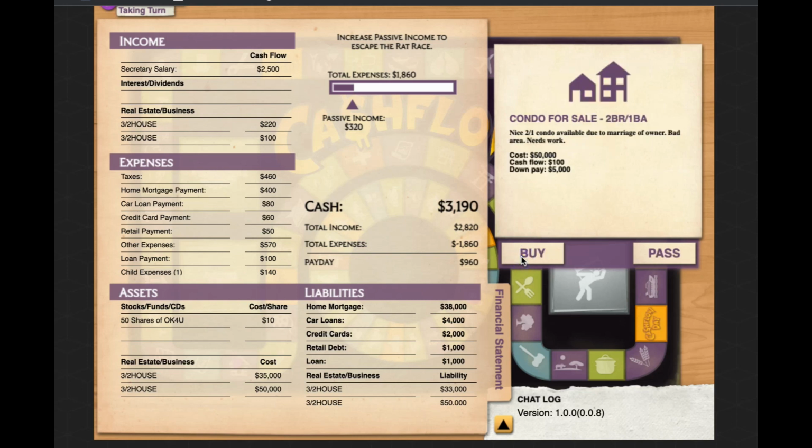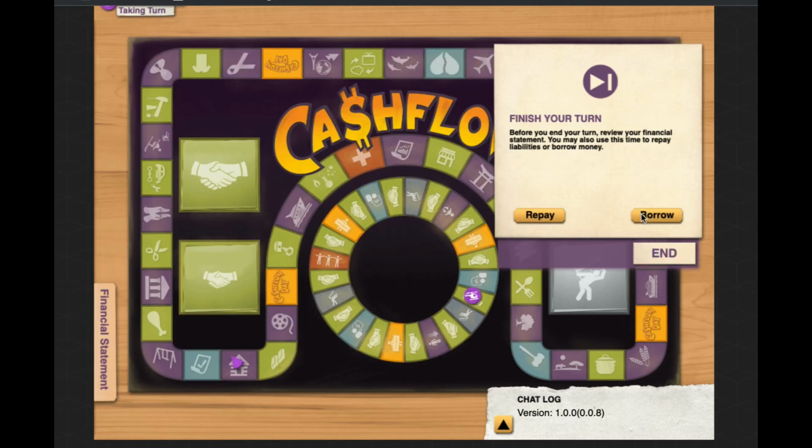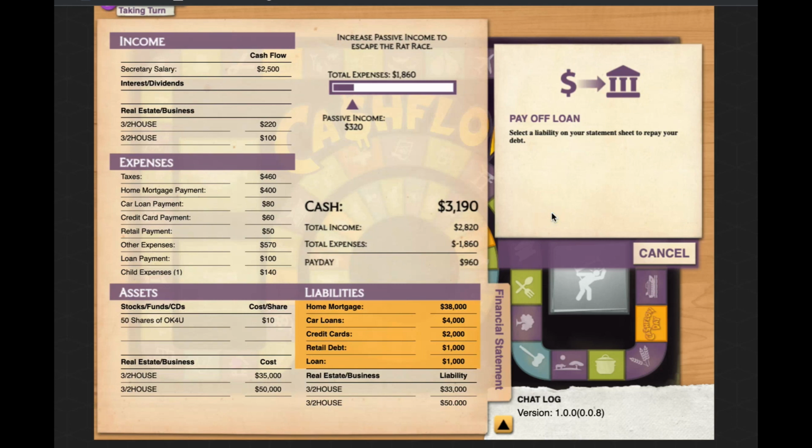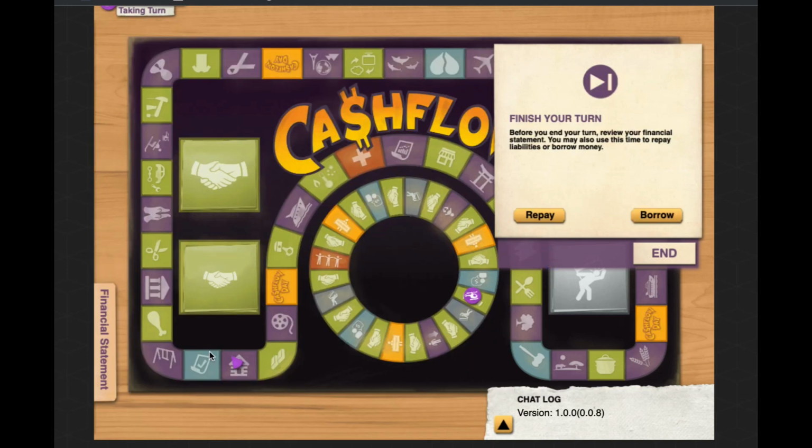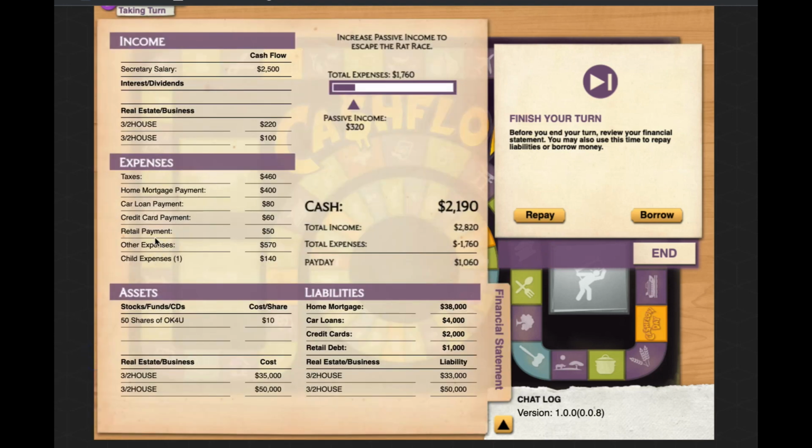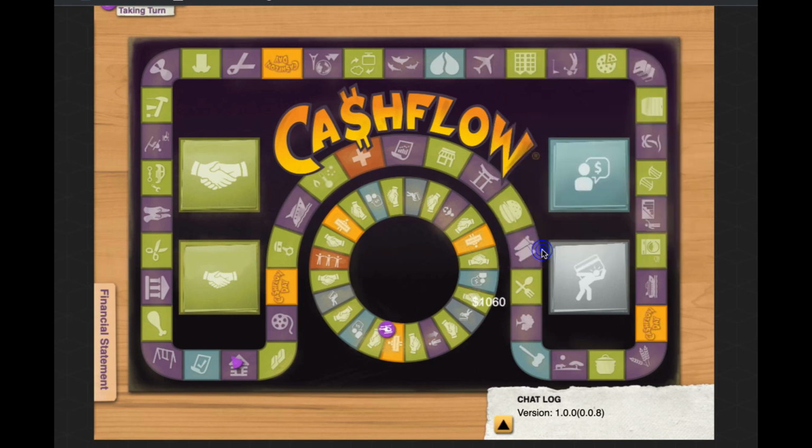Okay. So now there's a condo. $5,000 down, $100. 2-bedroom, 1-bath. I'm not interested, so I'm going to pass. I have 2 3-bedroom houses, and I'm actually going to show you something real quick. If I go to repay, you can do this anytime. Remember that loan I took out for this house over here? If I click on that and pay that off, the loan went away, and then that payment disappears, so it goes right to my bottom line here. So now my payday got bigger. I'll roll again.